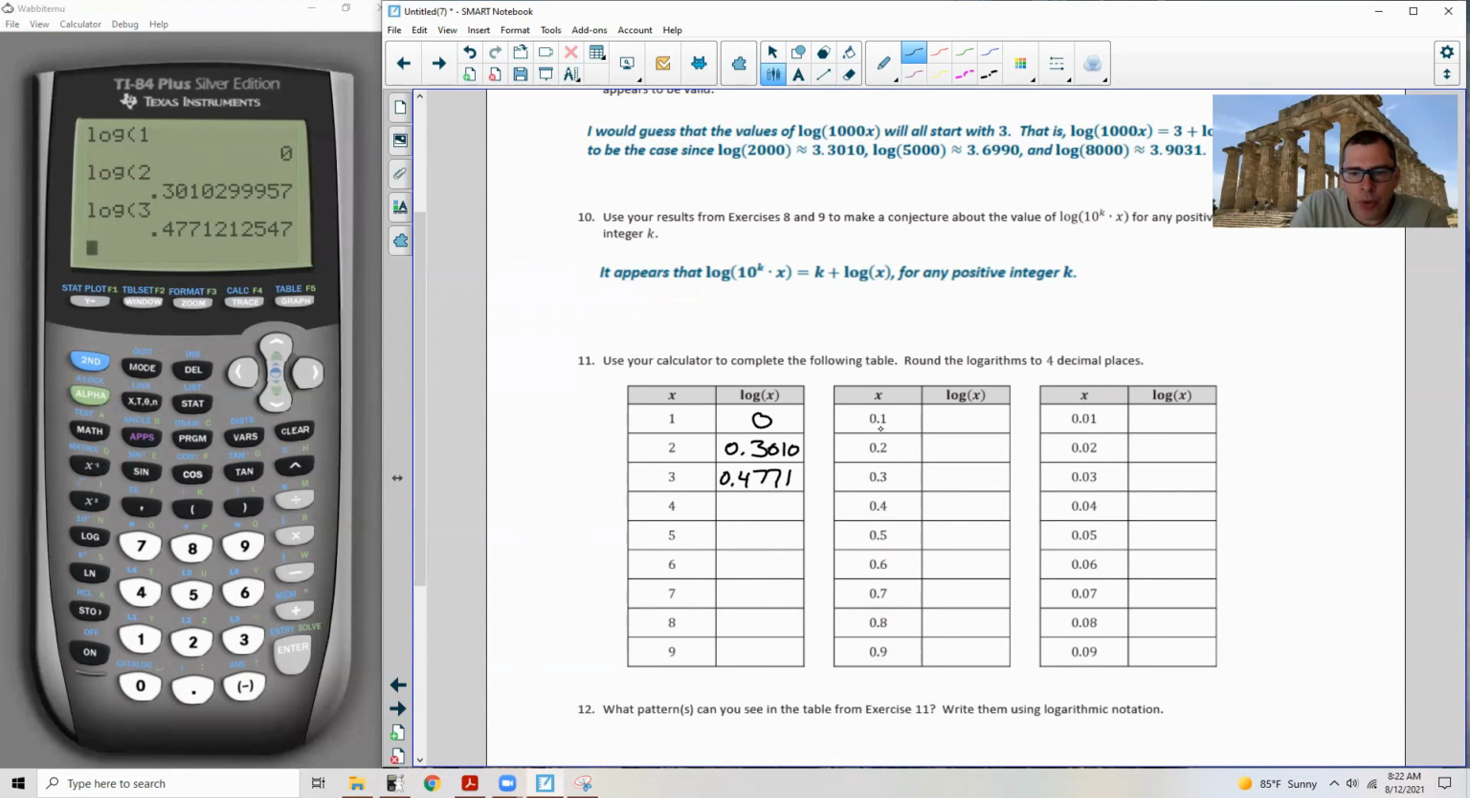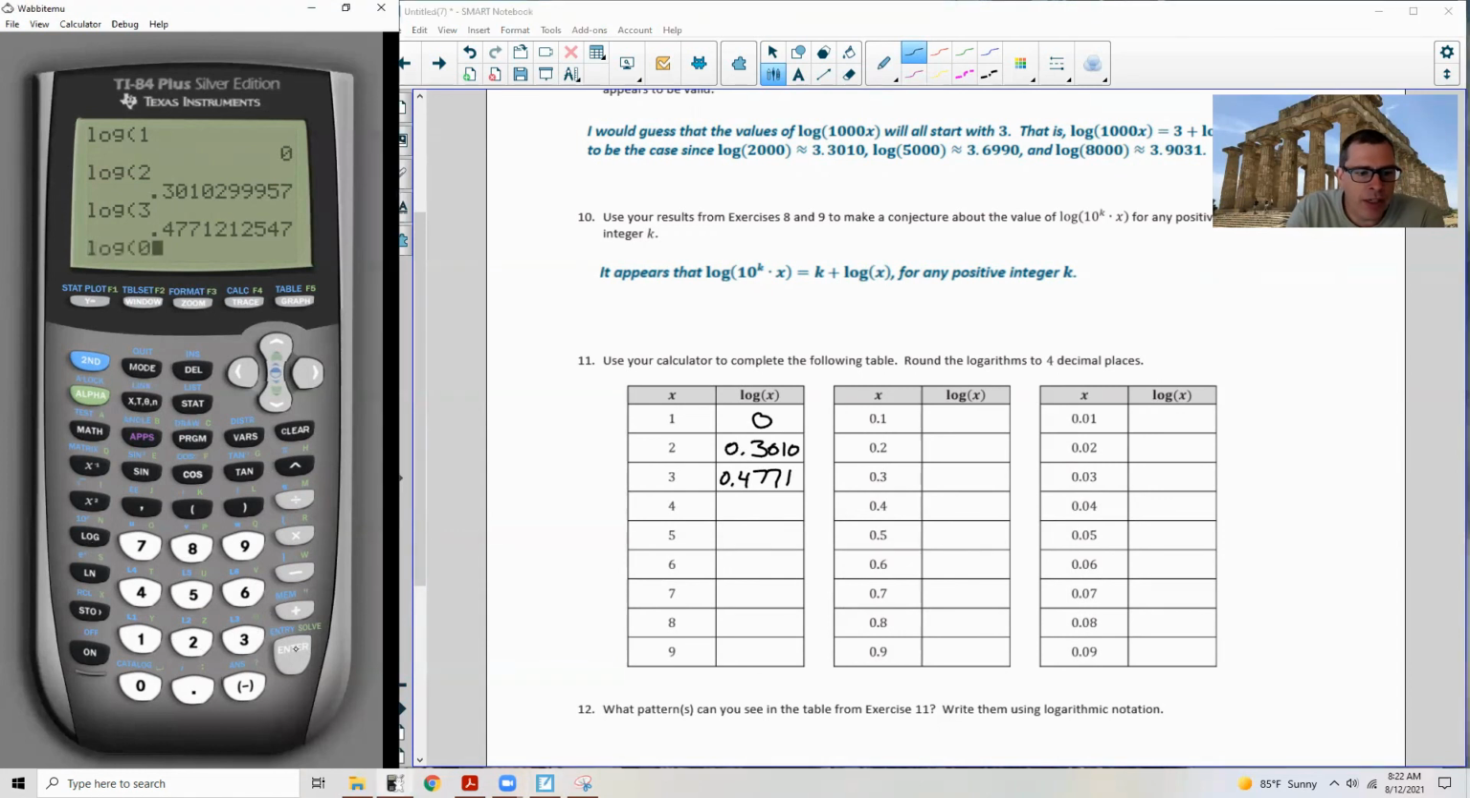Now, if I go out to 0.1, what's going to happen? Now we're doing logs of numbers between 0 and 1. Remember, the log of 1 is 0, and we can't take logs of negative numbers. And just for kicks, what's the log of 0? Can't do that either, okay? So what is the log of 0.1?